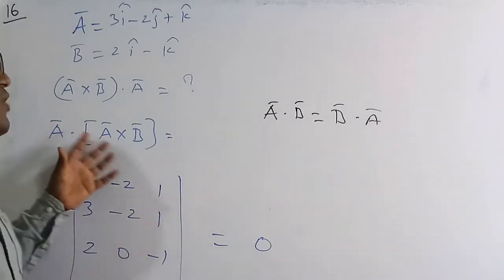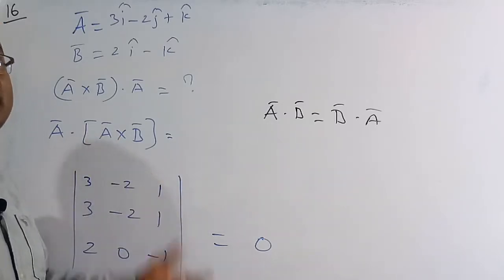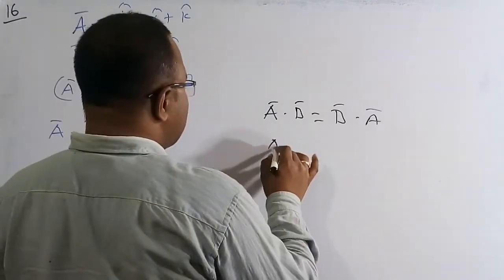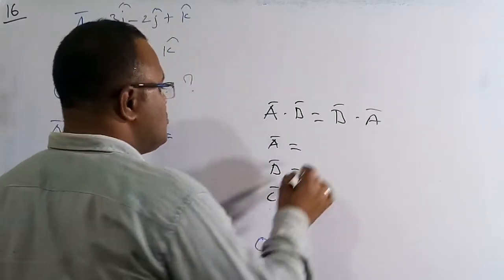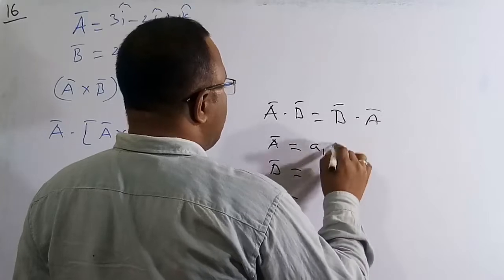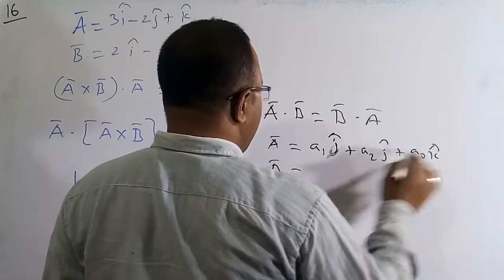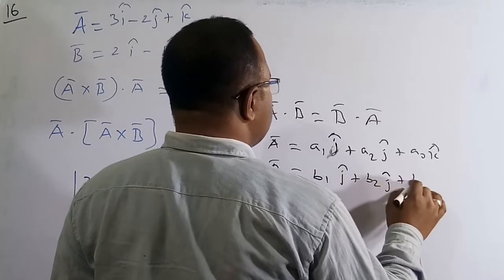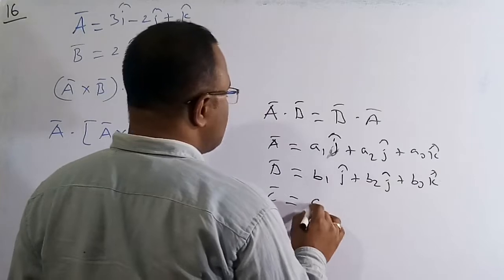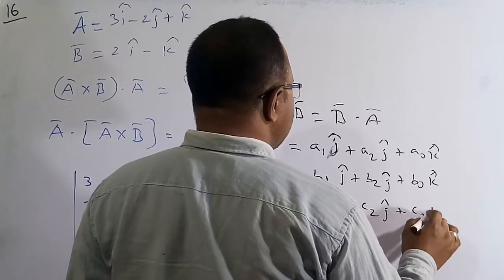So now this is called the scalar triple product, where you are going to get basically the amount of volume enclosed by the three vectors. Suppose there are vectors a bar, b bar and c bar. So simply if a bar is equal to a1 i cap plus a2 j cap plus a3 k cap, and similarly b bar is b1 i cap plus b2 j cap plus b3 k cap, and similarly c bar is equal to c1 i cap plus c2 j cap plus c3 k cap.